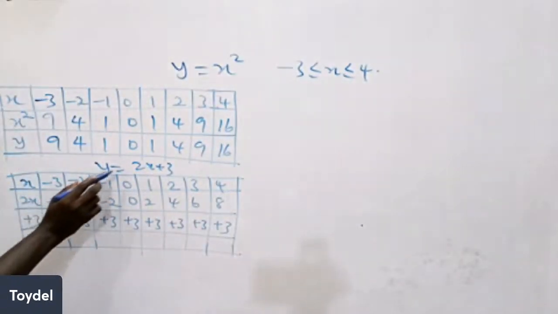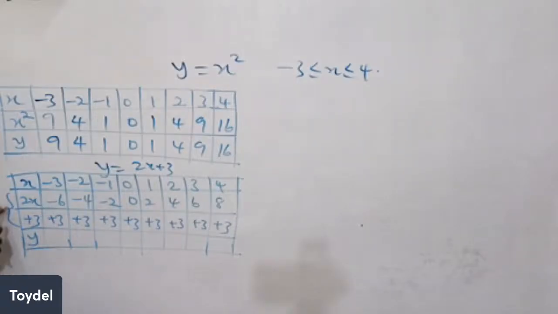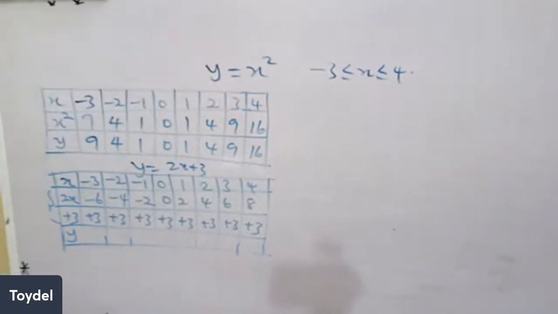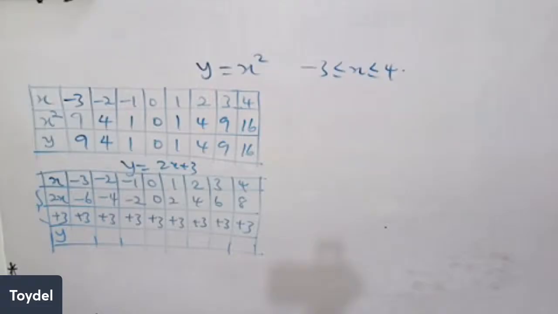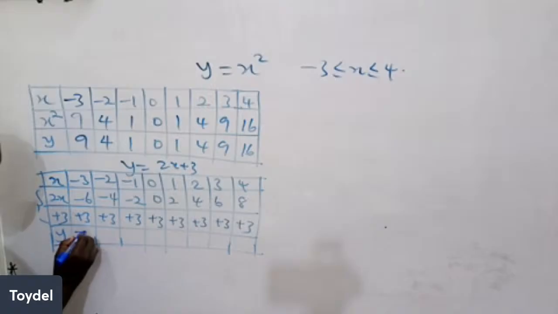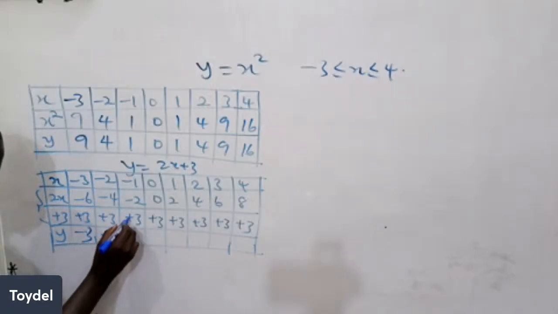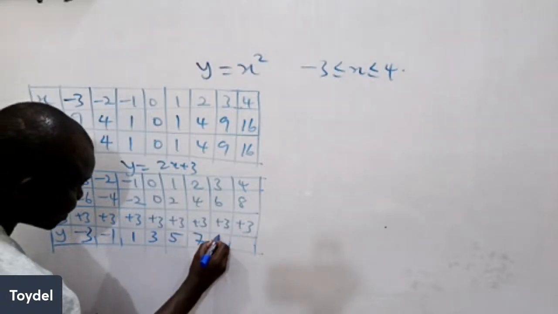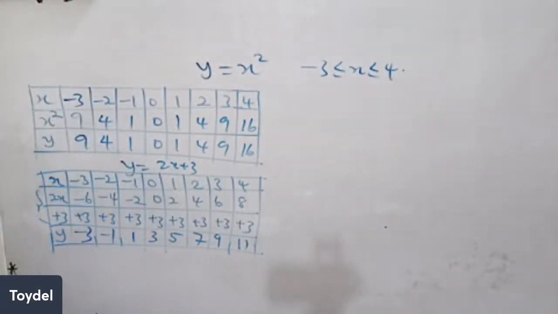So what is y? Y is 2x plus 3. So for me to get the y on that linear graph, I will just add these two together. If I add the two together, I'm going to get minus 3 here, I will have minus 1 here, I will have 1, 3, 5, 7, 9, 11. That's what I'm going to get.